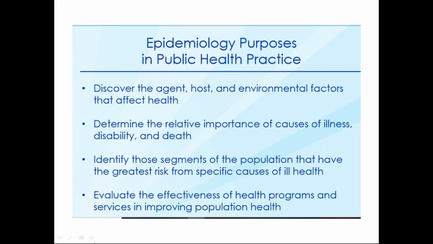Then the next thing is to determine the relative importance of causes of illness, disability, and death. Another thing is it helps you to identify those segments of the population that have the greatest risk from specific causes of ill health. So for this particular ill health we are having now, the pandemic, we know that the segment of the population most at risk are the elderly, from 60 years and above, and those that have underlying medical conditions. These people are at the highest risk of coronavirus. Then the next thing is to evaluate the effectiveness of health programs and services in improving population health.